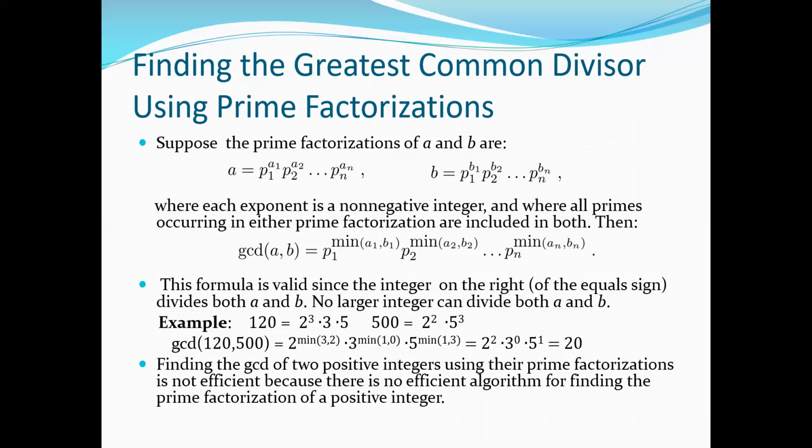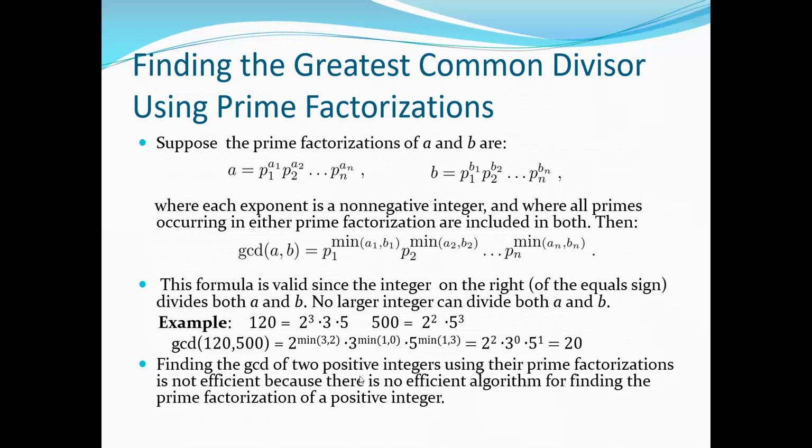For example, we have 120. The prime factorization of 120 is 2 cubed times 3 times 5. And for 500, we have 2 squared times 5 cubed. To get the GCD, we take the prime factors of both given numbers. So we have 2, 3, 5 here, and 2, 5 there. We're just going to combine all the prime factors of the given numbers.